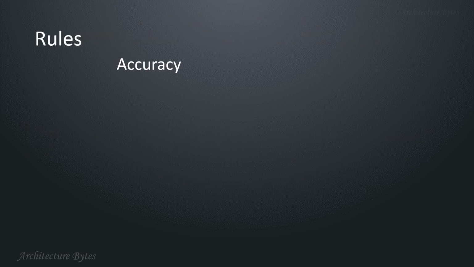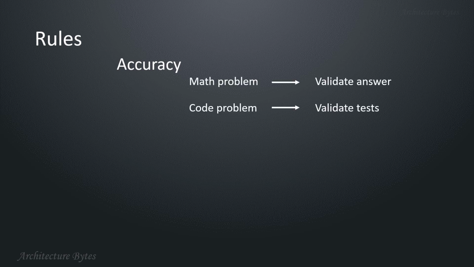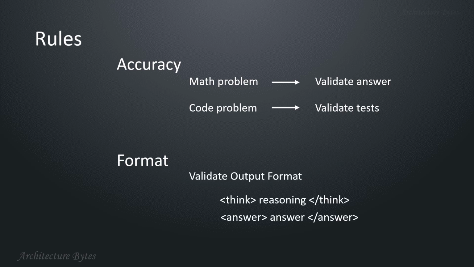Accuracy rewards are used for deterministic tasks like math problems, where correctness can be reliably verified. For coding tasks, a compiler-based approach assesses outputs using predefined test cases. Additionally, format rewards enforce structured output, ensuring that reasoning appears within think tags and answers within answer tags.